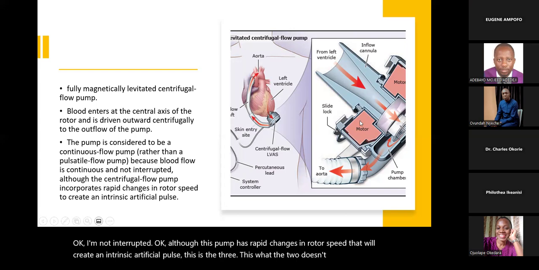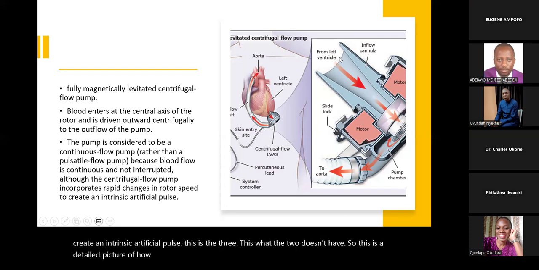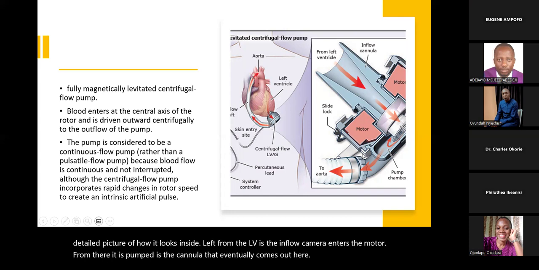So this is a detailed picture of how it looks inside. From the LV, this is the inflow cannula, which enters the motor. From there it is pumped. This is the cannula that eventually comes out here to the aorta.